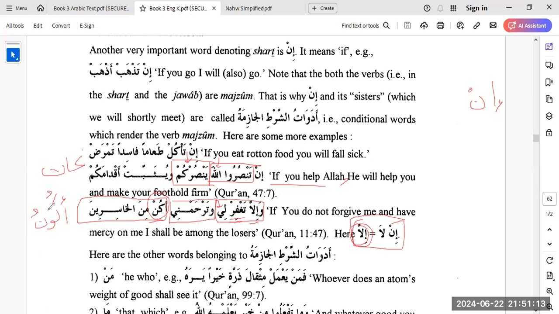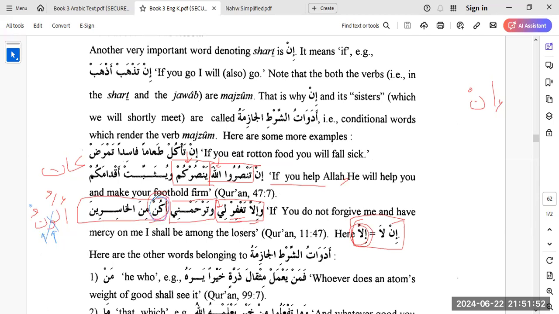When you make it majzoom, this gets a skoon, right? So you have two vowel-less letters. So the weak one drops, it becomes akun. That's akun here. So what's akun? It is fi'lun majzoom. Right? We know how to make the verb majzoom. So that's the reason why we got to practice more and more if we are weak in that. So akun is a majzoom verb here, and it is a jawab shart.